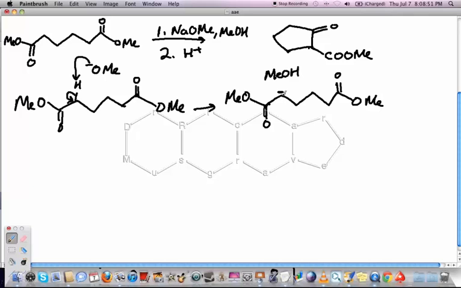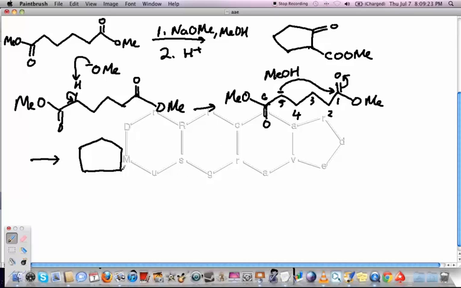Leaves a negative charge on this C, and what's going to happen is that the negative charge will come in and attack the C double bond O on the other side. And that leads to a cyclization. Now we can count this, and what I can do is count from this end. 1, 2, 3, 4, 5. And you see what we end up with will be a 5-membered ring.